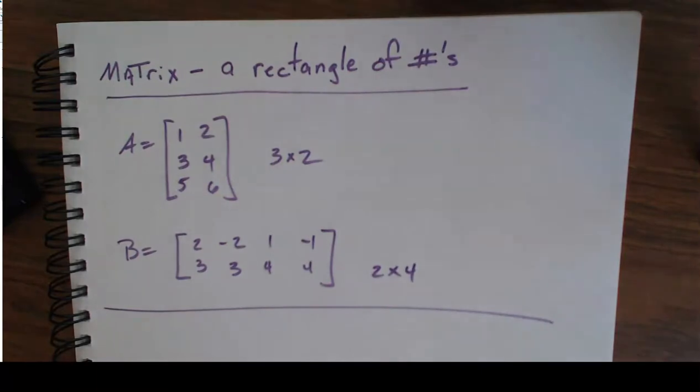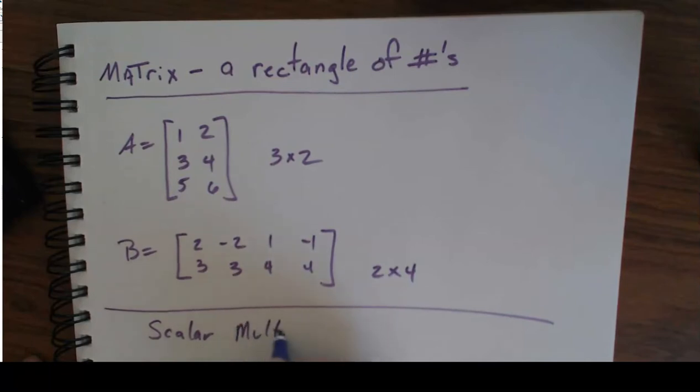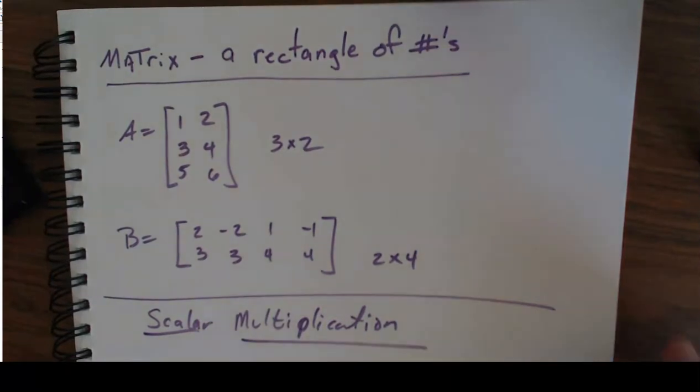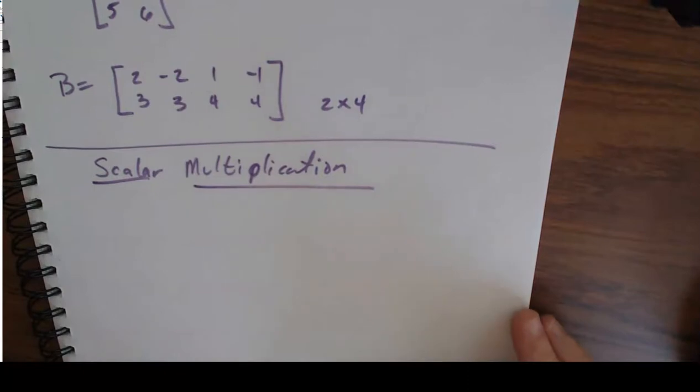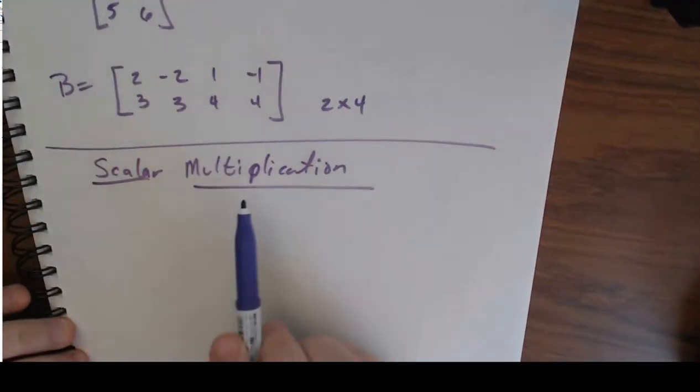So first off, what can we do with the matrix? We can do scalar multiplication. That is when you multiply a matrix by a single number.